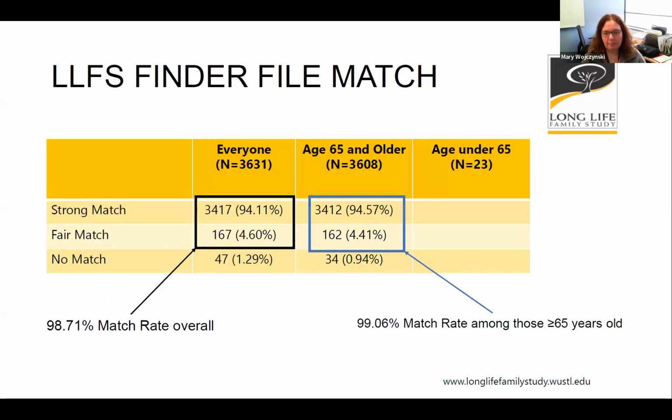Next slide, please. So of this 3,631, we actually had really good match rates in the CMS data. Overall, we have a 98.7% match rate, which is wonderful. But if you look at those 65 and older, which is the majority of our data, it goes slightly over 99%. So I feel like we have really strong presence of those participants in the CMS data. Next slide, please.